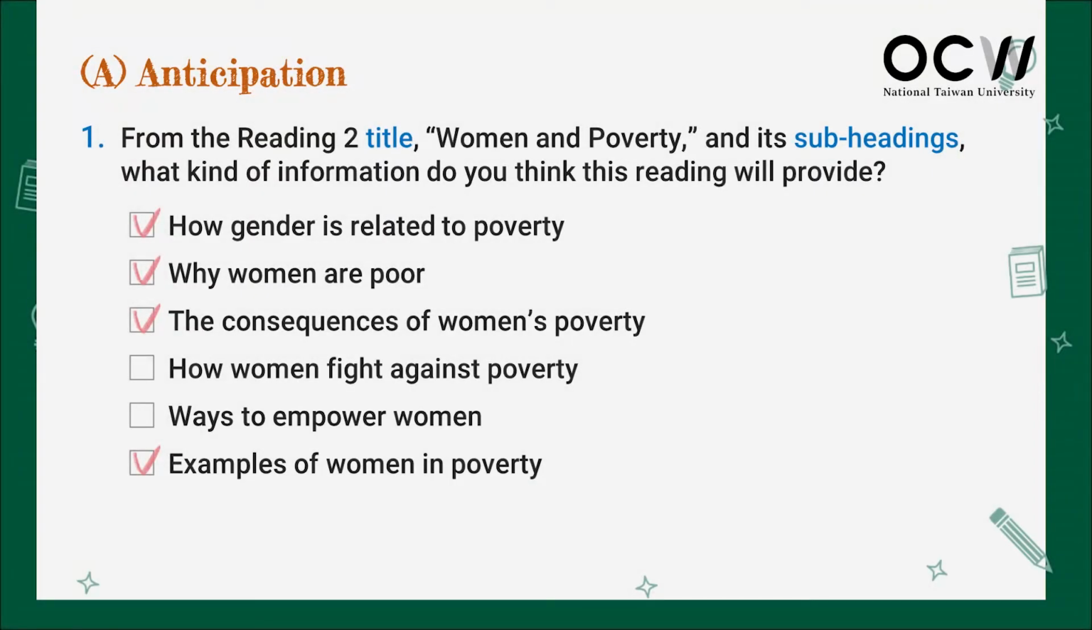Now if we come back, we can see that there are 4 different options that would fit the anticipation of the topics that could be discussed in this reading. Number 1 is how gender is related to poverty. We can see that from the title, Women and Poverty. And then they also talked about the reason why women are in poverty. So that is something that was discussed. And then what happens when women are in poverty? What kind of consequences are there? And the last, examples of women in poverty. It did not talk about how women fight against poverty or ways to empower women. These are not things that we can infer based on the title and the subheading alone.